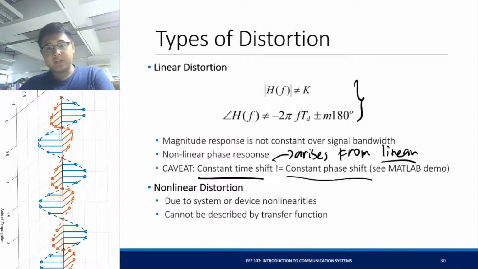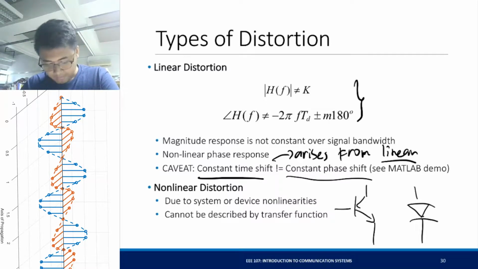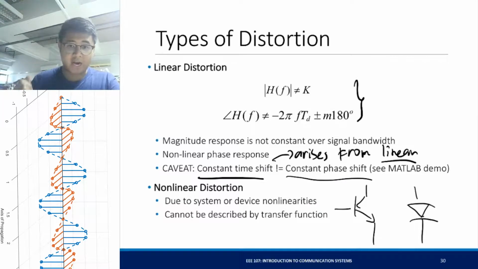Okay? The other type of distortion is nonlinear distortion. The nonlinear distortion is due to the nonlinearities of your system or device. So that would be from your amplifiers, they use BJTs or diodes, right? Nonlinear devices. We can linearize them, but at some point, if your signal is too large, then your system will now be nonlinear. And because of that, we cannot describe your system by a transfer function.